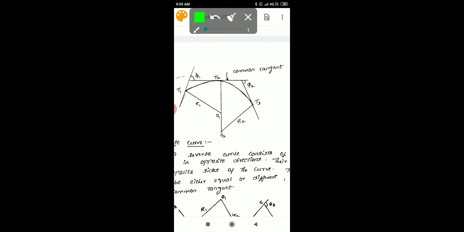Okay, this T2 is the common tangent between the first curve and the second curve. See, this is phi 1, the deflection angle, phi 2 is the deflection angle, and this one is the radius. In these cases, having two or more than two curves is called a compound curve.